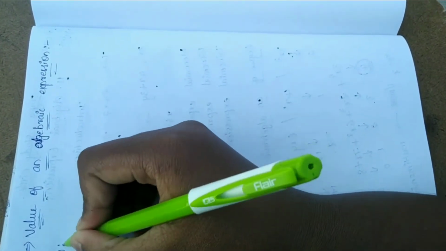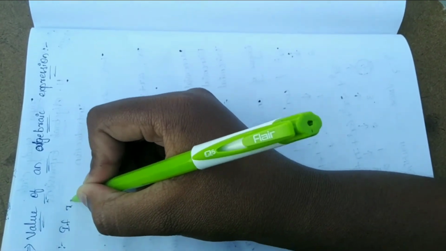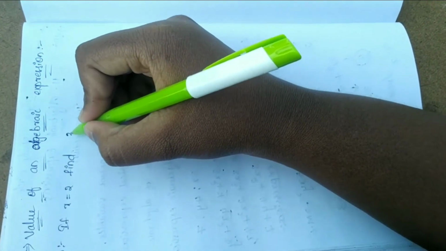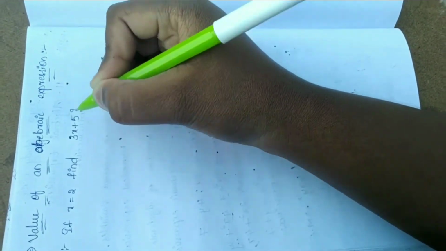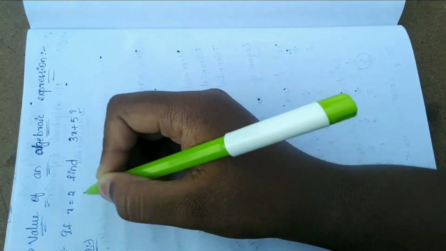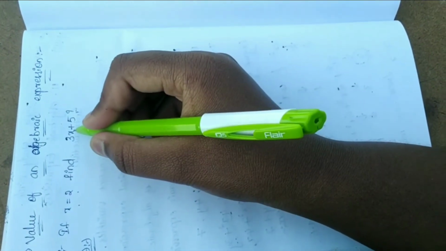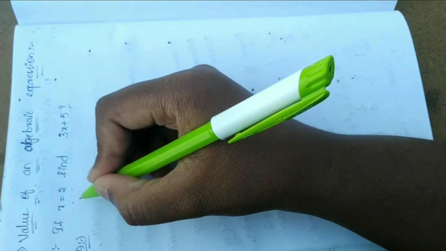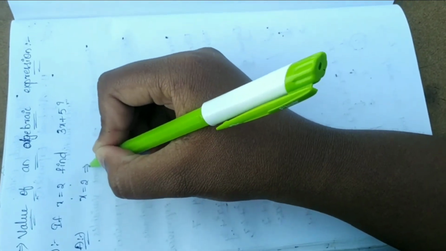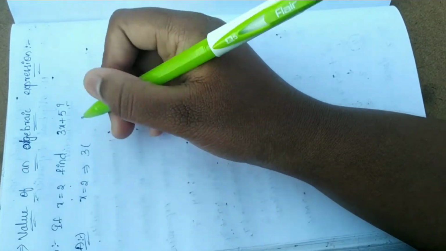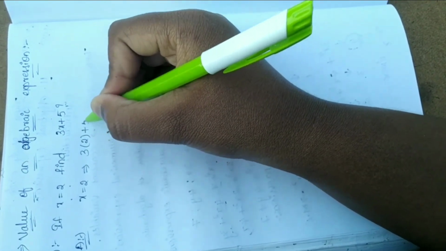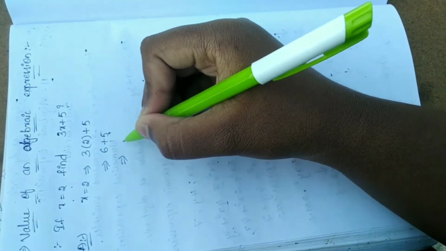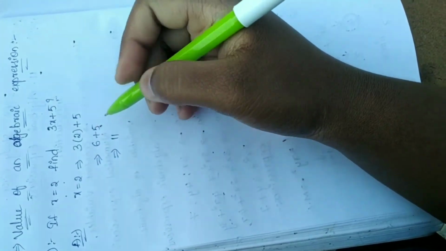Next one is how to find the value of an algebraic expression. Let's see the example. If x equal to 2, then find the value of an algebraic expression 3x plus 5. See the solution for this problem. This means we have to substitute x equal to 2 in this equation. Then 3 into, in place of x we have to substitute 2. 2 plus 5. Then 3 twos are 6 plus 5. The answer is 11. So the value of this expression is 11.